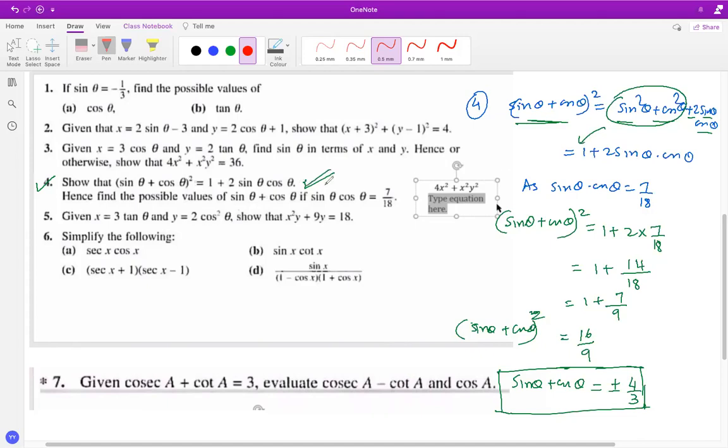That's the first part. Now they said find the possible values of sine theta plus cos theta, given that the product of sine and cos is 7 over 18. So we just put this value, 7 over 18, here. We get sine theta plus cos theta, the whole squared, is 1 plus 2 times 7 over 18. That equals 1 plus 14 over 18, which is 1 plus 7 over 9. Taking the LCM, this is 16 over 9. And sine theta plus cos theta is then plus or minus 4 over 3. So these are the possible values of sine theta plus cos theta.